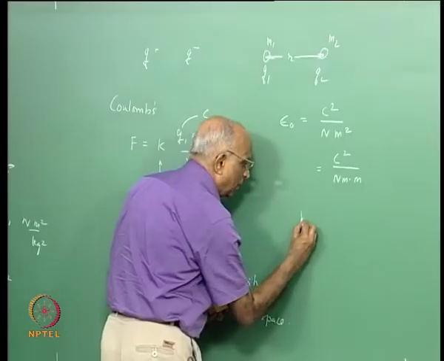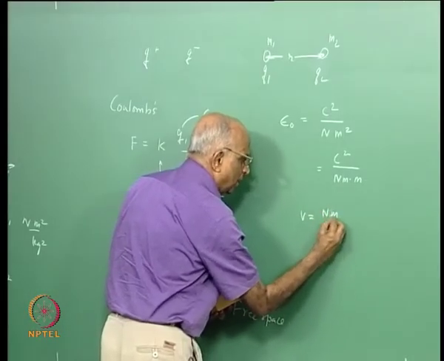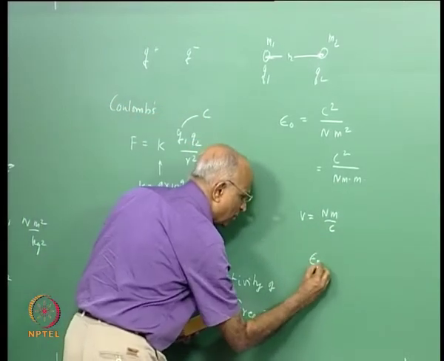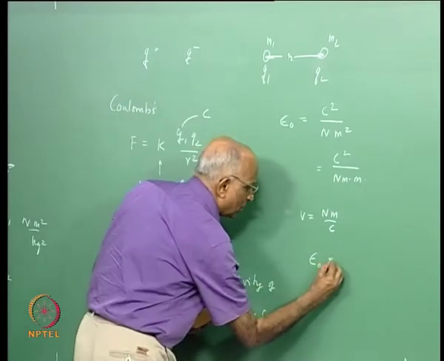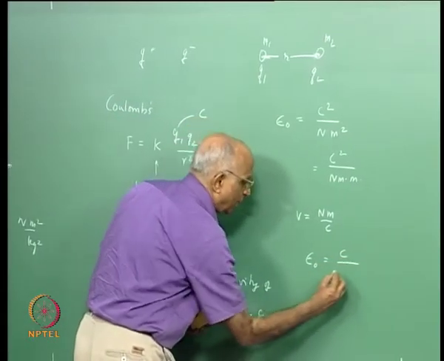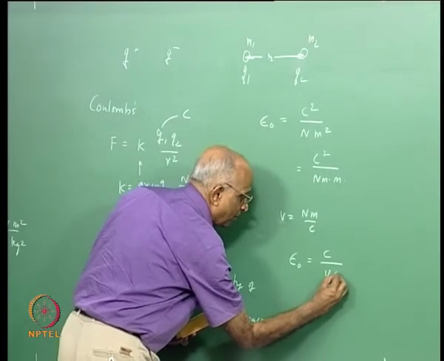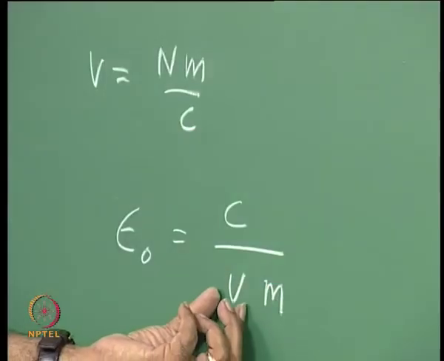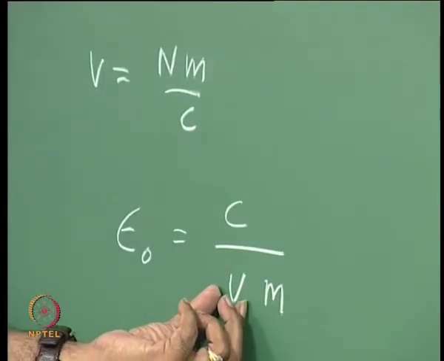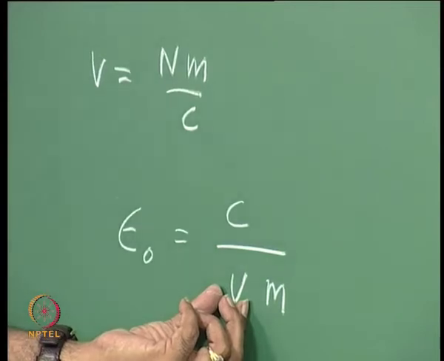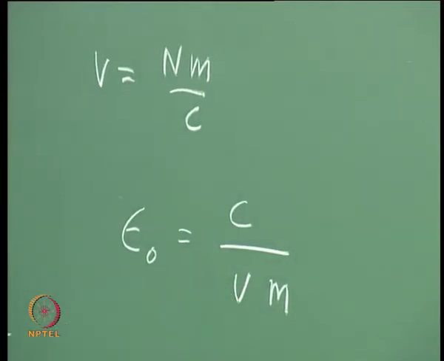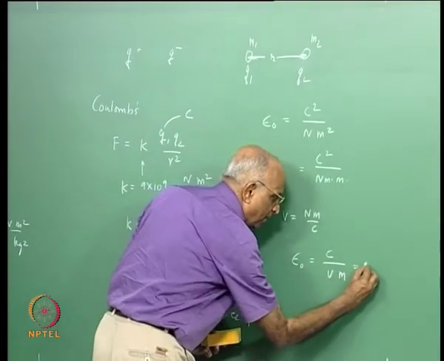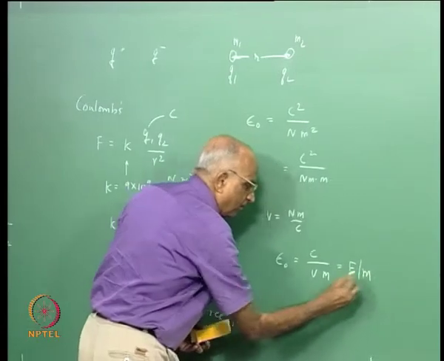Therefore, I can write voltage as equal to work done in taking unit charge, and therefore I can write this equation: epsilon 0, permittivity of free space, as equal to Coulomb divided by work, by voltage into voltage. Volts is the potential difference, and that is the work done in taking unit charge from a smaller potential to a higher potential, which is V volts higher. And when I say charge by potential is the capacitance, farad, it is farad divided by meter.